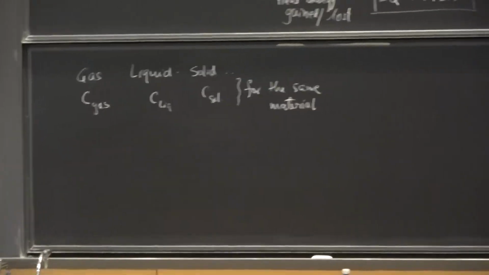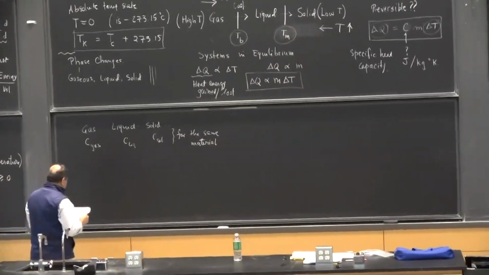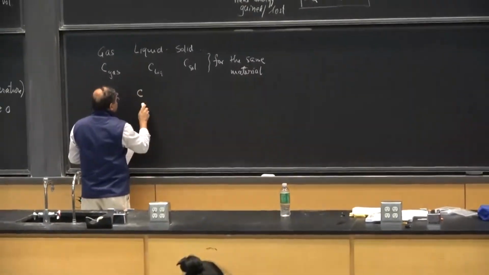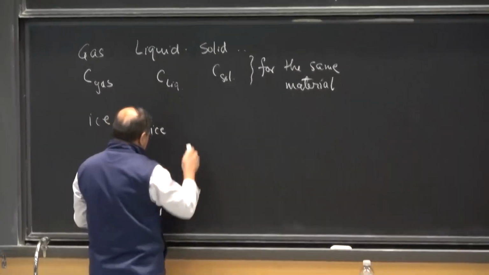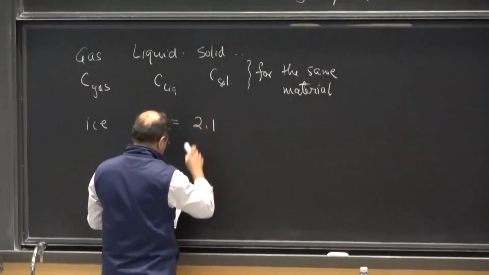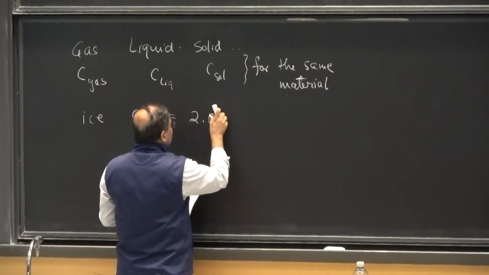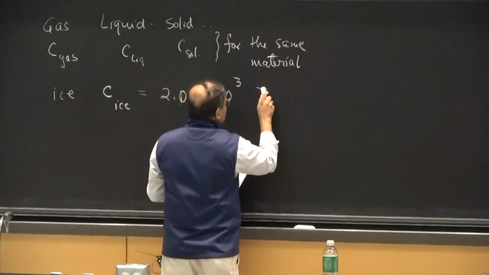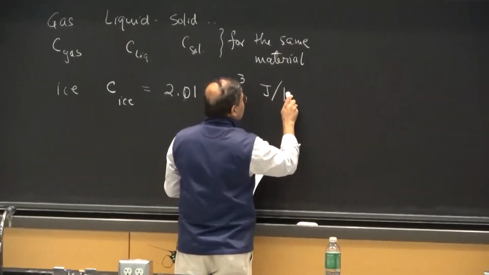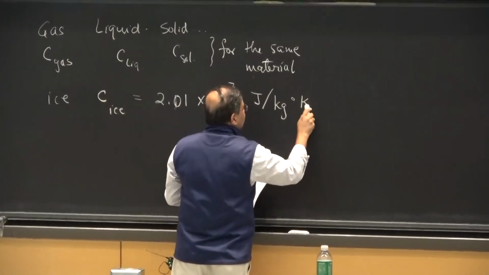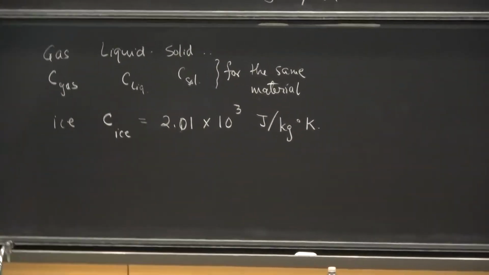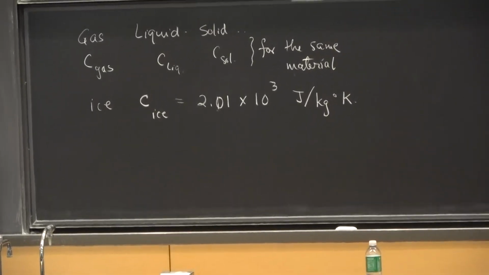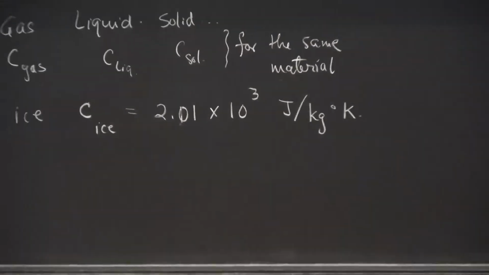The C values have to be measured. I'll just give you two numbers. For ice, which is of course the solid phase of water, the specific heat of ice, C of ice, is 2.01 times 10 to the 3 joules per kilogram degrees Kelvin. All right. So that's the specific heat of ice. What does it tell you? That gives you a measure of how much heat energy ice can hold. That's what it tells you.